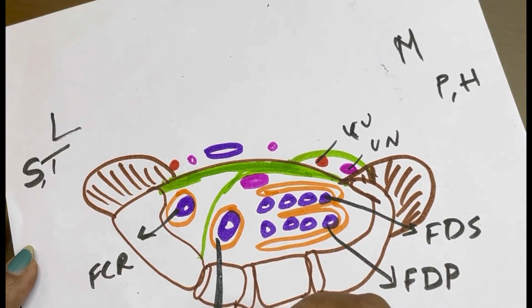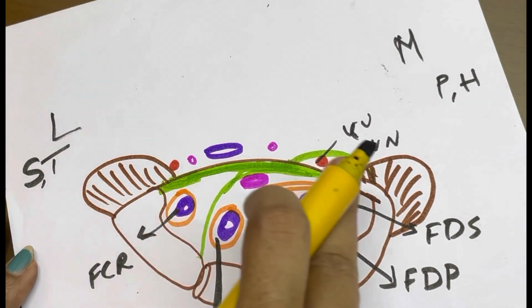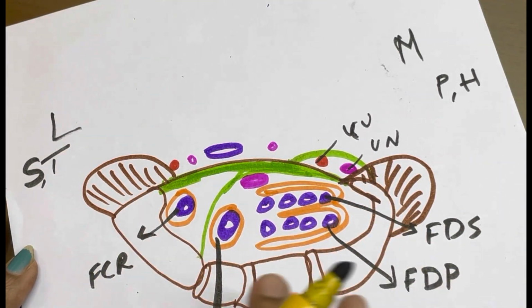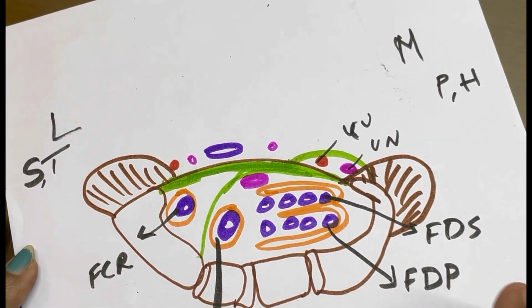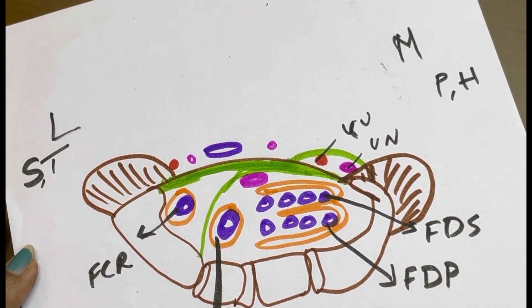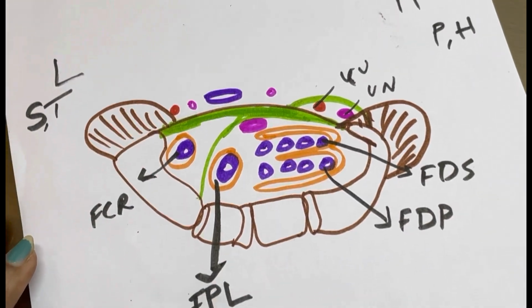Now, one more tendon which you get, which is going to the thumb, is known as Flexor Pollicis Longus. So all the digits, including the thumb, are getting two sets of flexors. One is Flexor Digitorum Superficialis and Profundus, and the other one is Flexor Pollicis Longus, exclusively for the thumb.